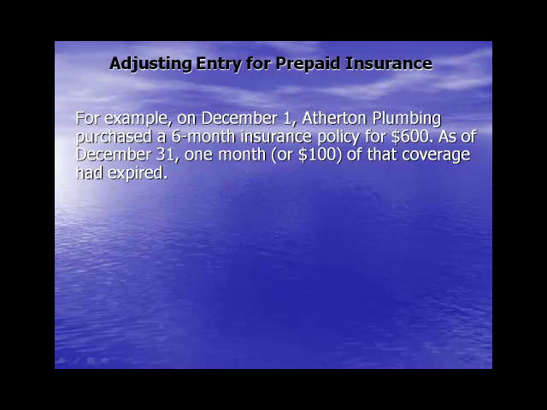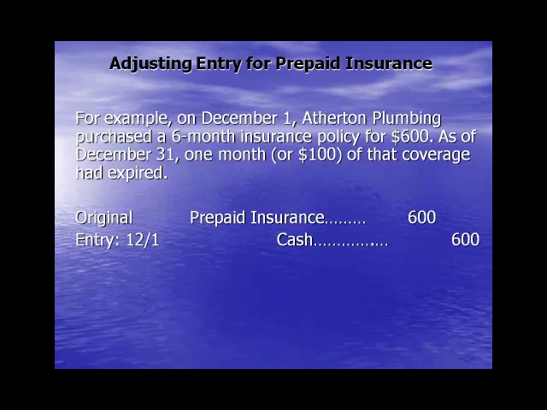For example, on December 1st, Atherton Plumbing purchased a 6-month insurance policy for $600. As of December 31st, 1 month, or $100 of that coverage had expired. The $100 is 1 month. Why $100? Because 1/6 of the $600 is $100.